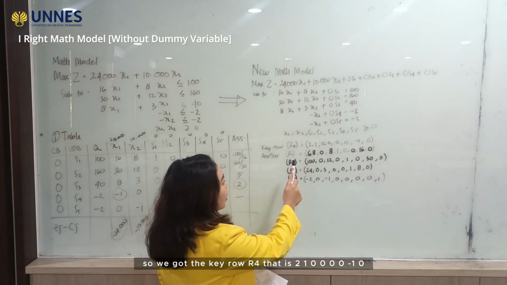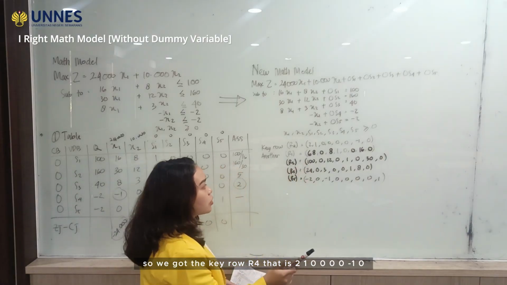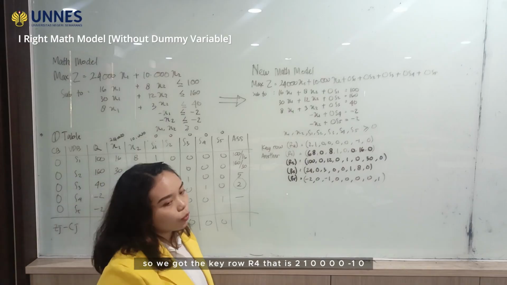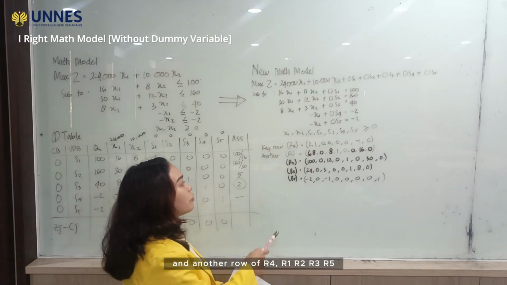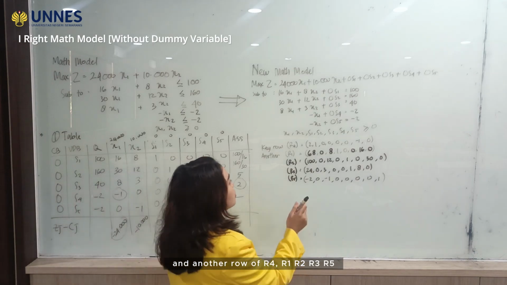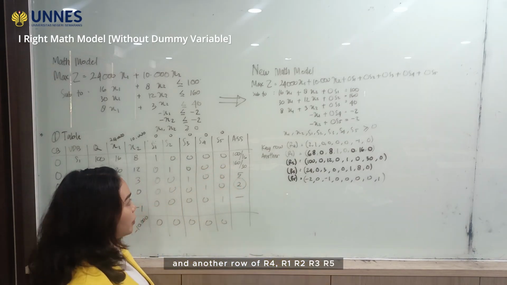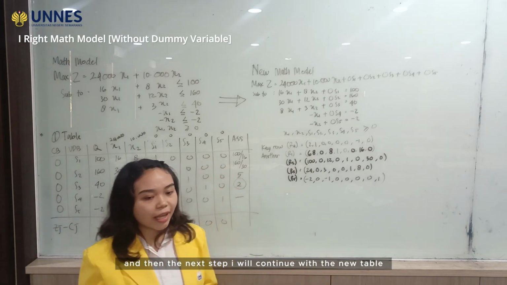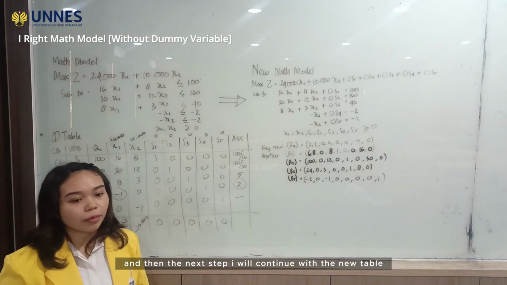So we got the K row R4, that is 2, 1, 0, 0, 0, 0, minus 1, 0, and the other rows, that is R1, R2, R3, R5, and we got 68, 0, 8, and so on. And then the next step, I will continue with the new table.